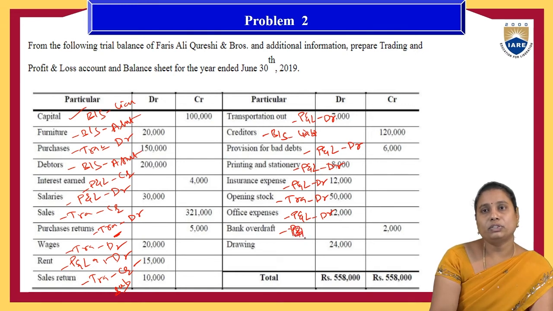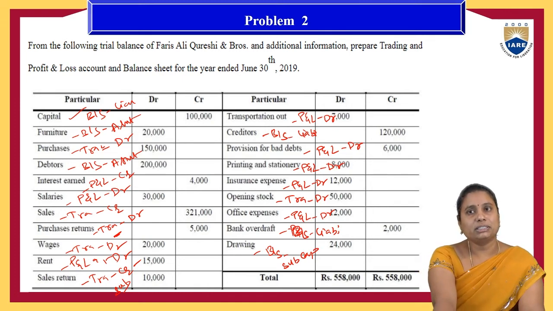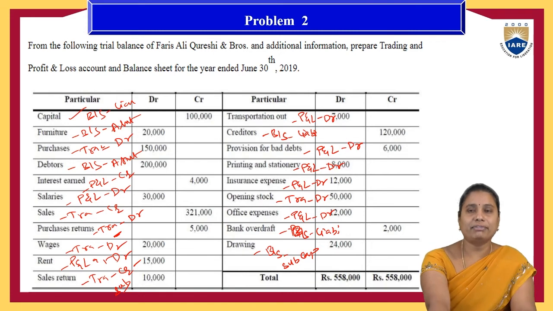loss. These are all balance sheet liabilities, current liabilities position. Drawings, balance sheet, we need to subtract from the capital. So this is the summary of these transactions, and finally we have identified where we have to note them.